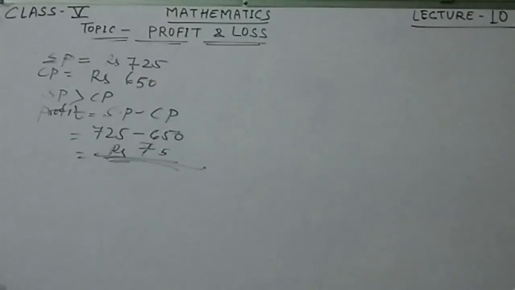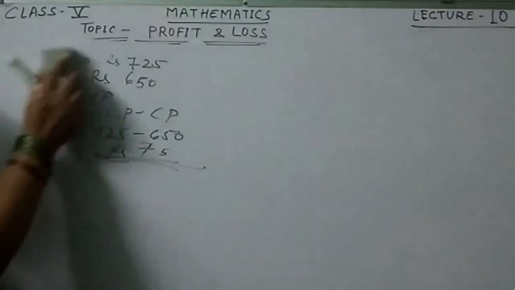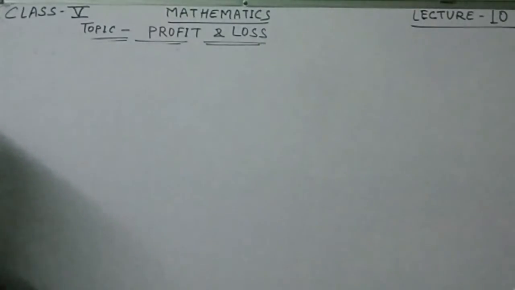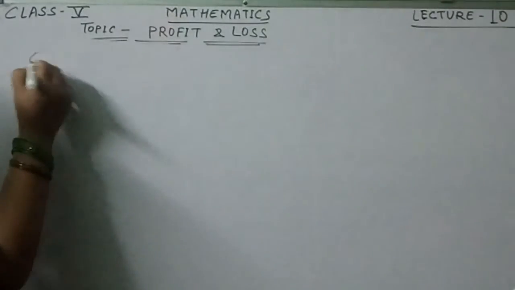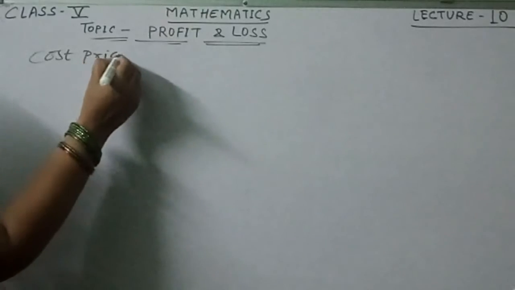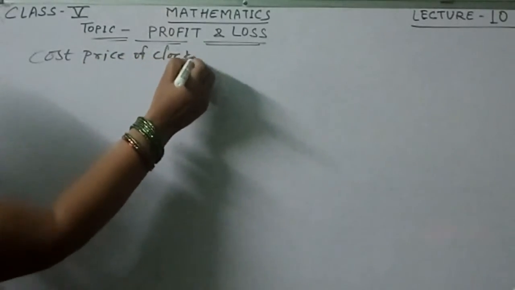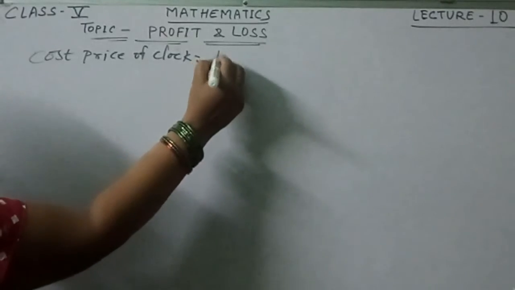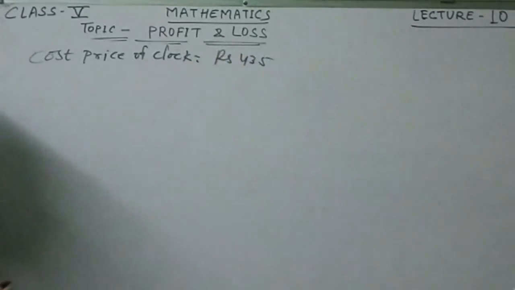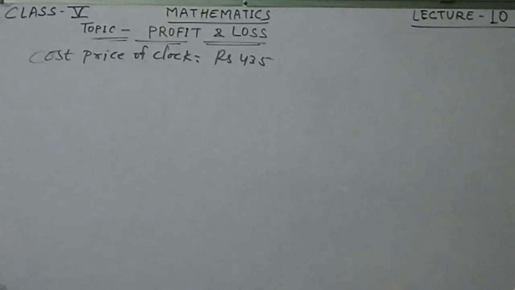I will explain to you how to solve the statement problem. Here, I am taking one question from your book. Mona bought a clock for rupees 435. Students, listen carefully. Mona bought a clock for rupees 435. That means the cost price of the clock is 435 rupees, and she wants to sell it at a profit of rupees 55.